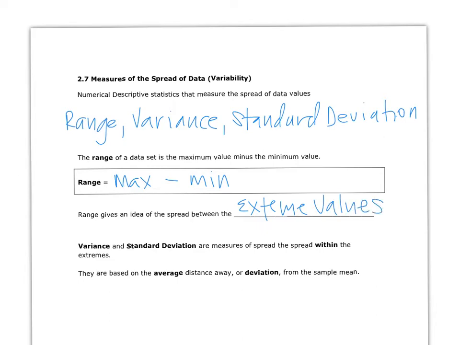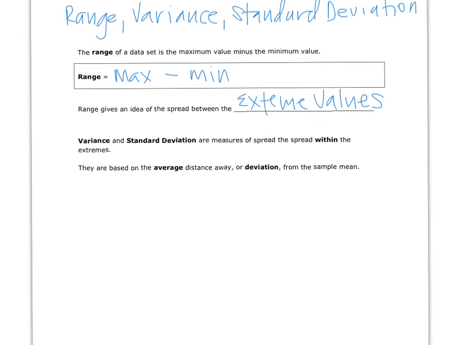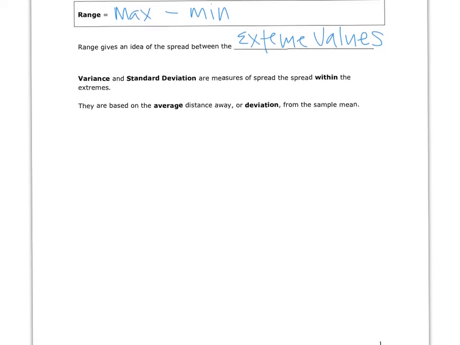Okay, the other two, variance and standard deviation, are both measures of the spread of the data within the extremes, and they are based on this idea of an average distance away from the mean, the sample mean or population mean, whatever the context is that we're talking about. That distance away or difference between the data value and the mean, we call that a deviation.